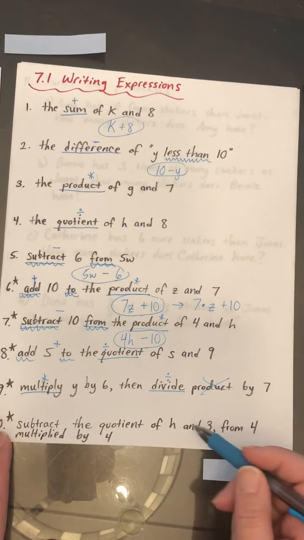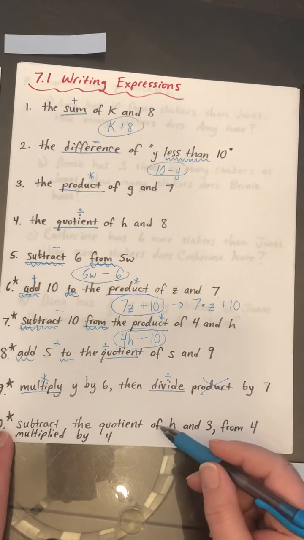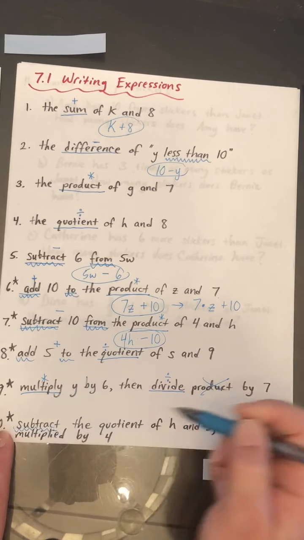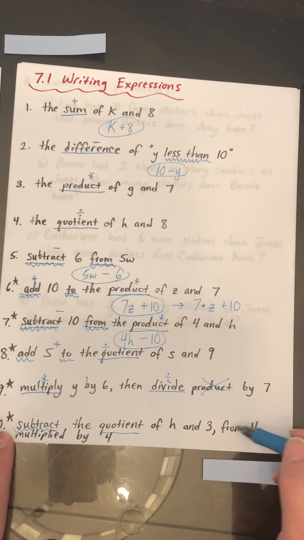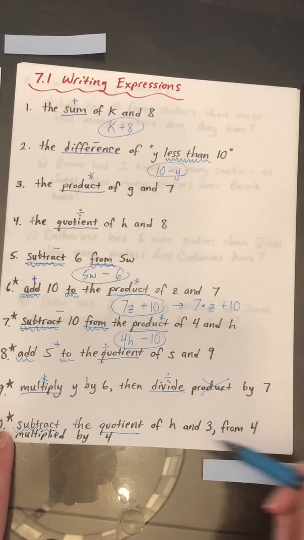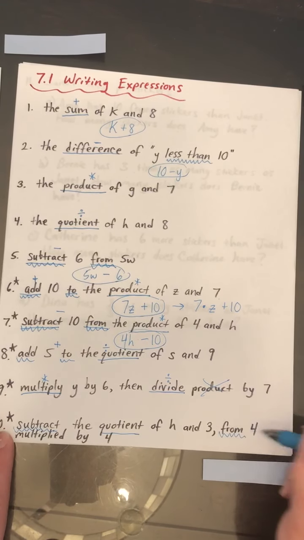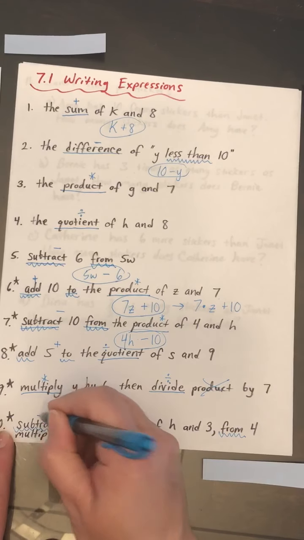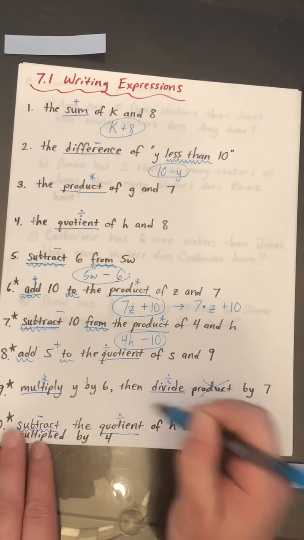It says subtract the quotient of h and 3. So it says subtract is a piece of it, quotient is a piece of it. And then it goes on to say from 4 multiplied by 4. Oh, I'm going to subtract from 4 multiplied by 4. Those are those backwards words. The subtract from we highlighted a minute ago, and quotient, if I go back, reminds me to divide.